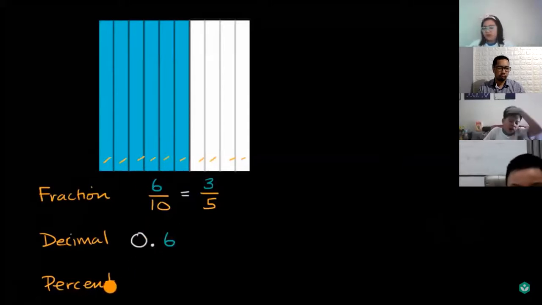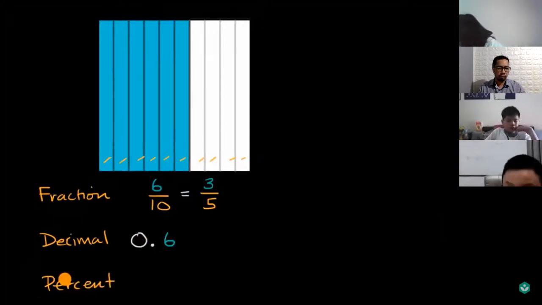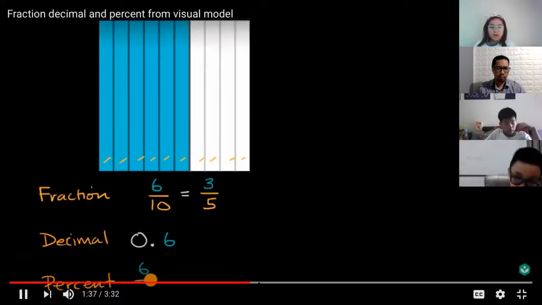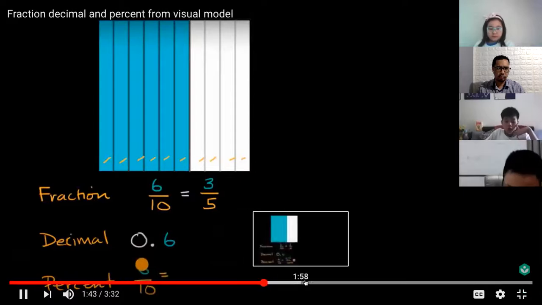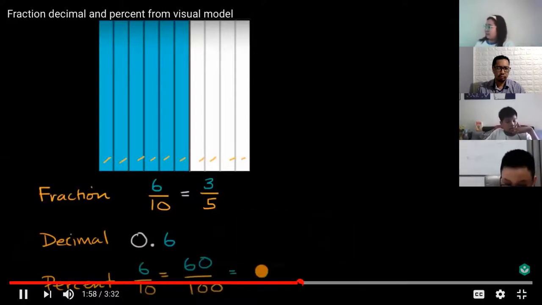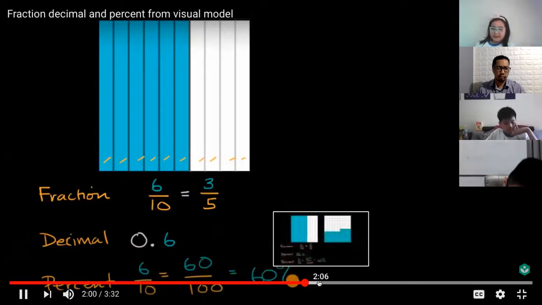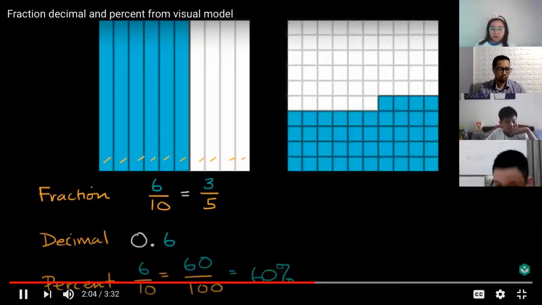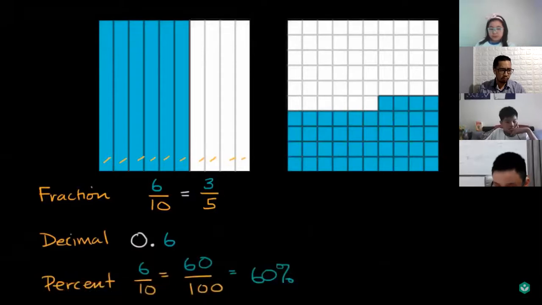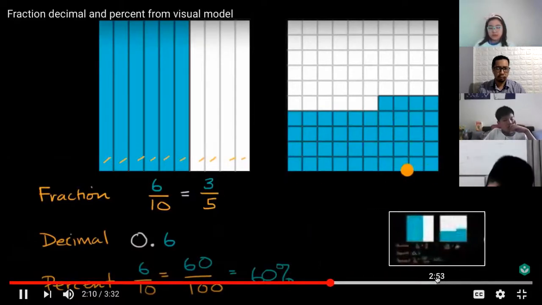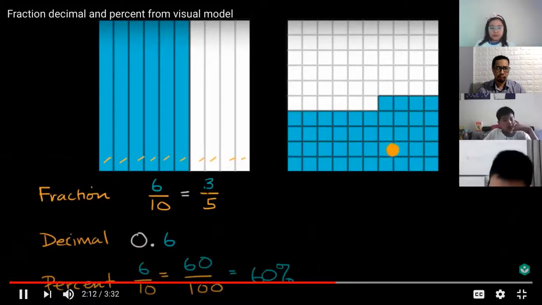Now what about a percentage? Well, percent means per 100. So one way to think about it is 6/10, that is equal to, if we multiply the numerator and the denominator by 10, 60 per 100, so this would be equal to 60%. Let's do another example. So here, once again, our entire square represents a whole. So see if you can represent the part that's shaded in blue as a fraction.